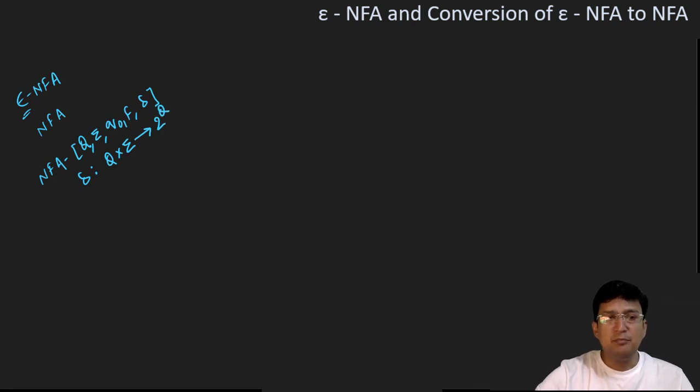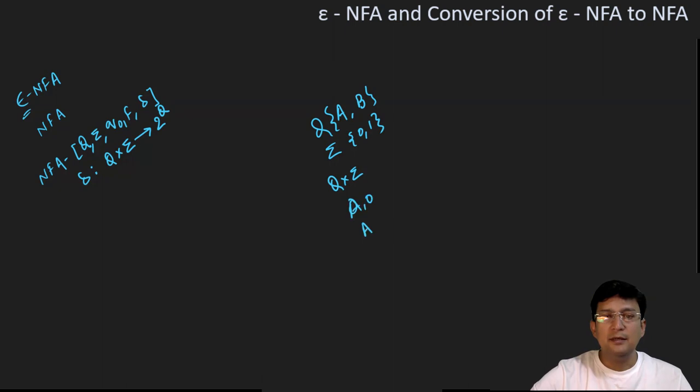We have taken an example to understand this. Let's say we have A and B, two states. The set of states are A and B only. And the input symbols are, let's say, 0 and 1. So the possibilities of Q cross sigma are A with 0, then A with 1, then B with 0, and B with 1. So we have to show the transition of A with 0, transition of A with 1, transition of B with 0, and transition of B with 1.